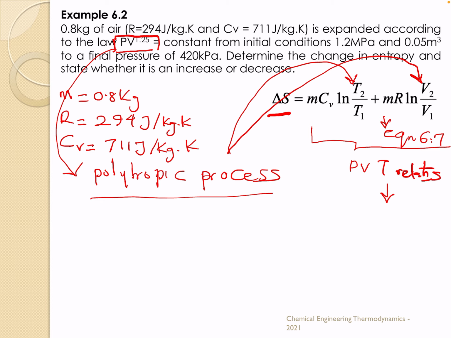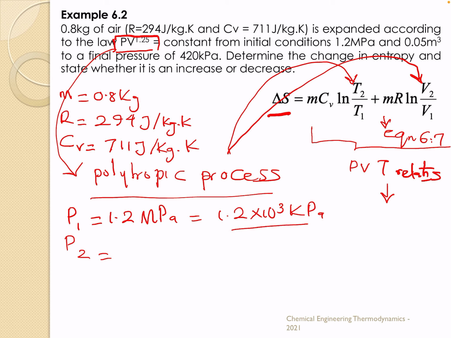Initial conditions: we've got P1 as 1.2 megapascal. Remember, megapascal will be 1.2 times 10 raised to power 3 kilopascal. It's critical to ensure consistency. To a final pressure, P2 is in kilopascal, so that's why we converted to kilopascal, 420 kilopascal. Determine the change in entropy, so we are looking for change in S, and state whether it's an increase or decrease.